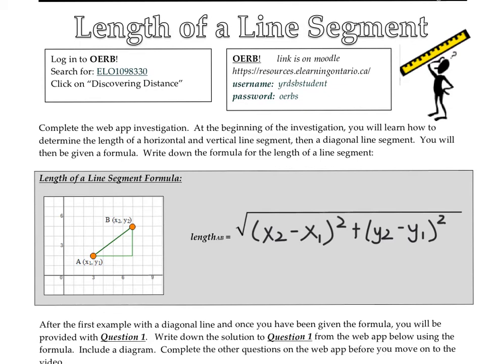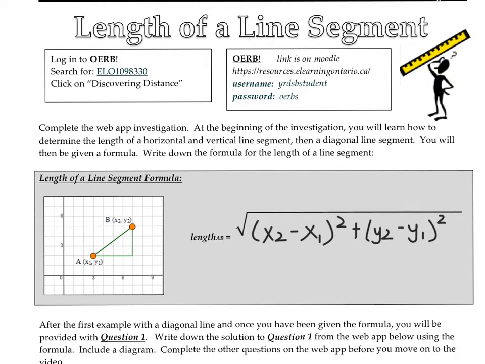So today's lesson is on length of a line segment. When you're given a line segment, you're given the two coordinates of the endpoints. From them, you can find the length of that line and even the midpoint, which we're going to be looking at tomorrow. Now, I hope you guys did the investigation.